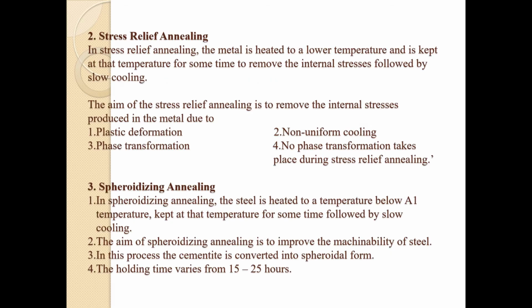Stress relief annealing. In stress relief annealing, metal is heated to a lower temperature and kept at that temperature for some time to remove internal stresses, followed by slow cooling. The aim of stress relief annealing is to remove internal stresses produced in the metal due to plastic deformation, non-uniform cooling, and phase transformation. No phase transformation takes place during stress relief annealing.